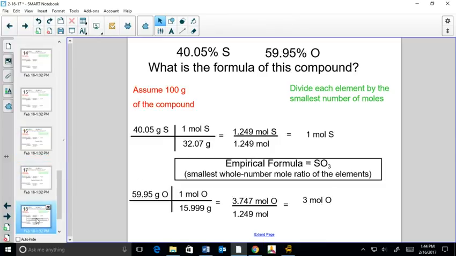The empirical formula is the smallest whole number mole ratio of the elements that make this compound. So therefore, using these percentages, kind of working backwards from what we did with percent composition, we can determine the formula, the empirical formula of this compound.